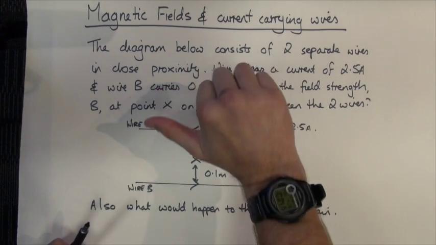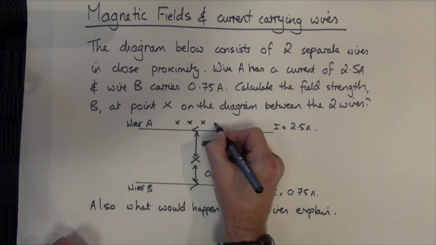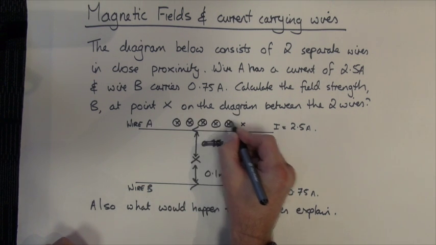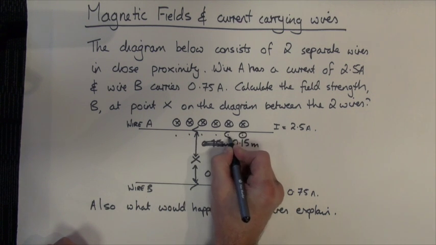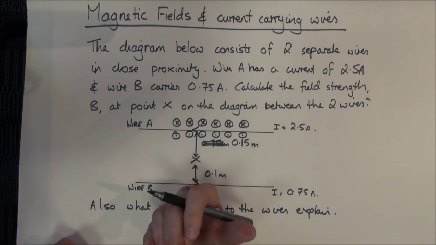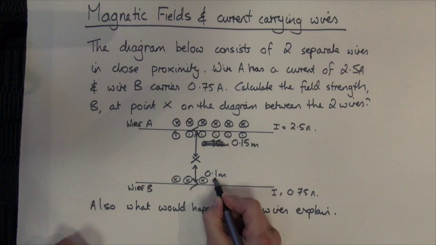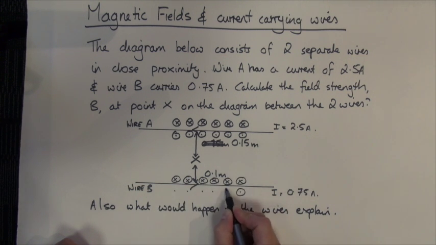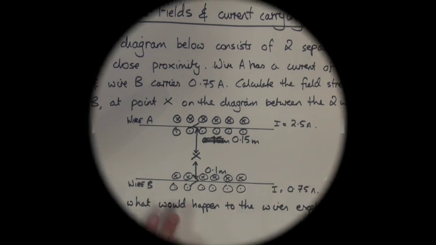Using our right hand grip rule, the current for wire A is flowing from right to left, meaning that our fingers denote that the magnetic field is flowing into the page at the top, denoted by the X, and flowing out of the page at the bottom, shown with the dotted line. For wire B, we're going left to right. Now we've made a slight mistake here. Instead of going into the page, we should be coming out of the page. So we've got to swap these around. Basically we should have dots on top and X's at the bottom.